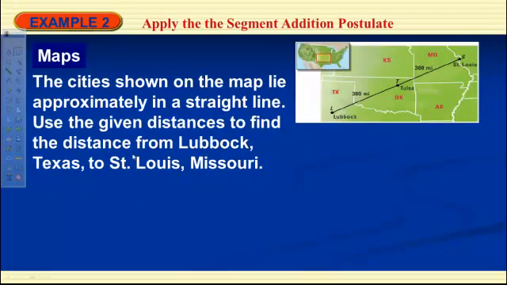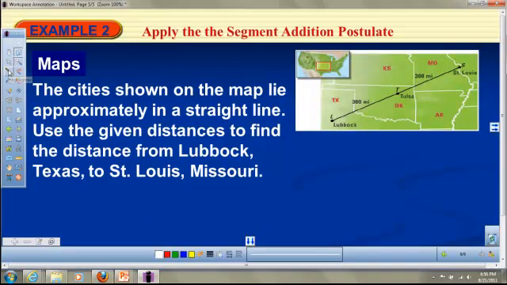Alright, this is similar to the example I showed you with the segment addition postulate. Okay? We've got these three cities that all line up in a line. We've got Lubbock, Tulsa, and St. Louis. And we want to know what is the distance from Lubbock, Texas to St. Louis. The best way to do this is to say LT is the segment, and if we add that to TS, it's going to equal the whole length, which is, whoops, sorry, not T, but LS.